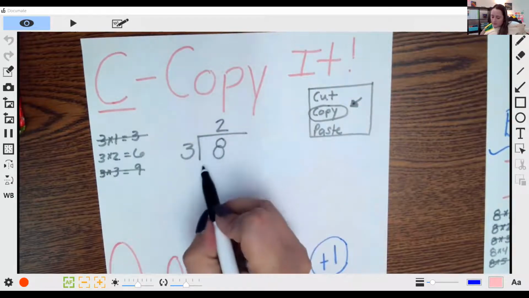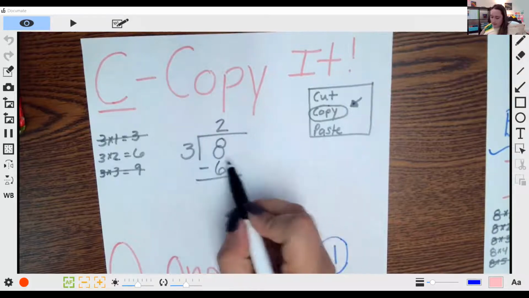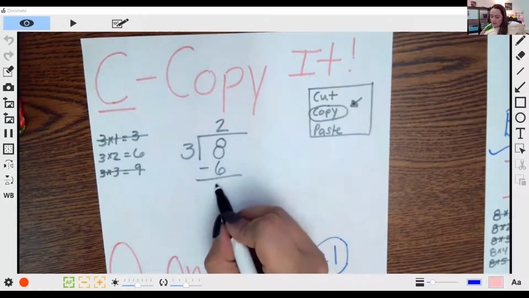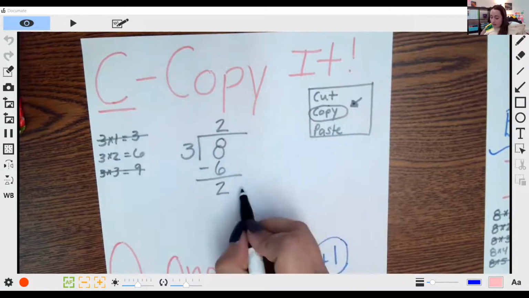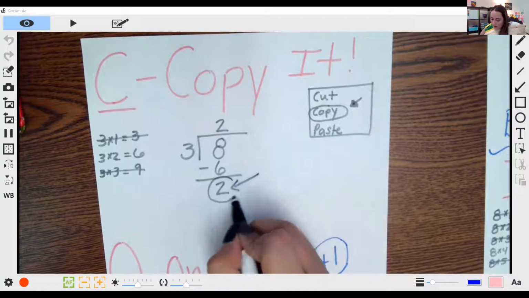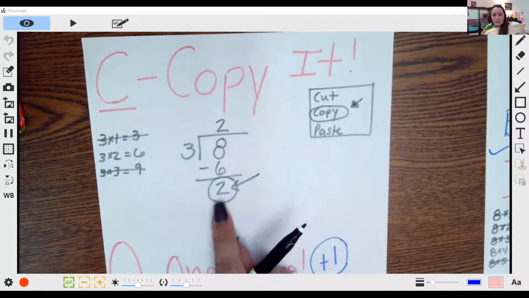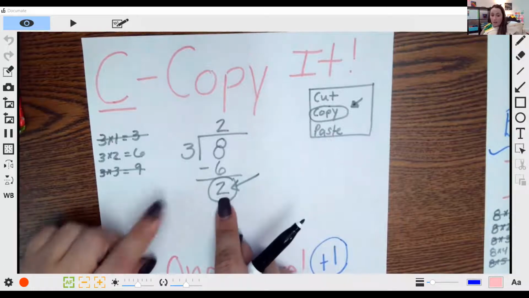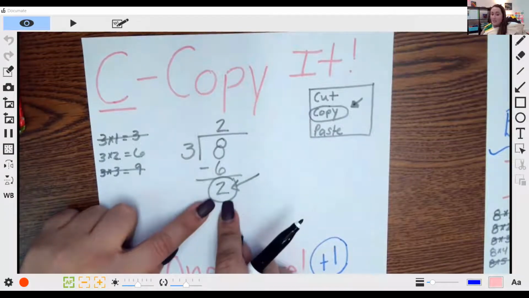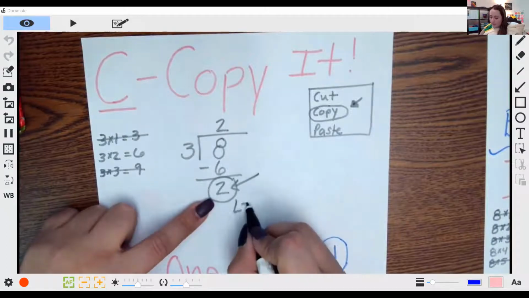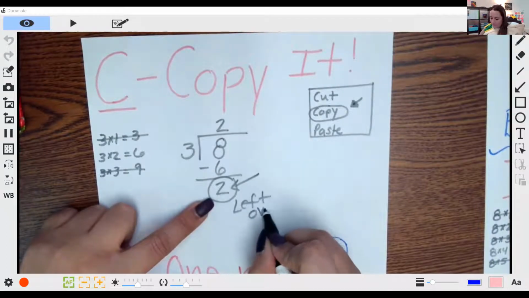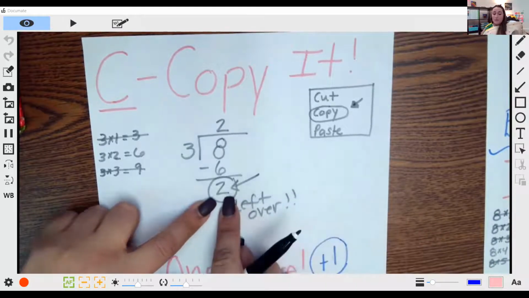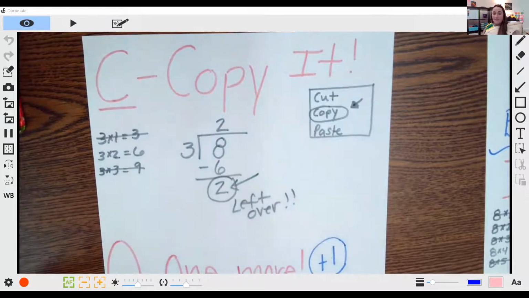3 times 2 is 6, which I'm subtracting. 8 minus 6. You can use your fingers if you don't know. 8 minus 6 is 2, okay? So here is our answer right here because they want to know, well, how many would be left over? Or basically, your remainder is your answer. So copy it right here if they're asking you how many are left over, okay? So 2 would be our answer there, and all you have to do is copy it, and that's it, okay?